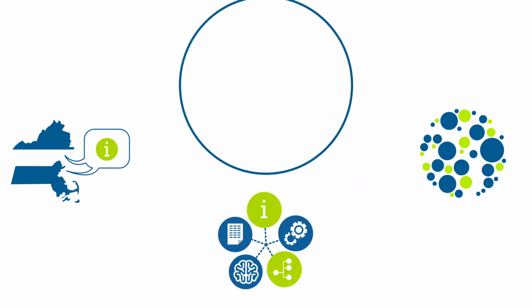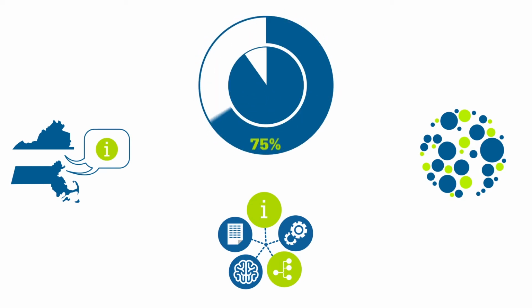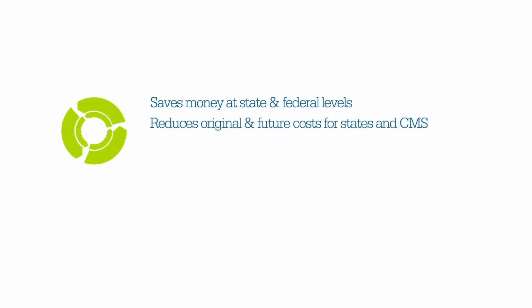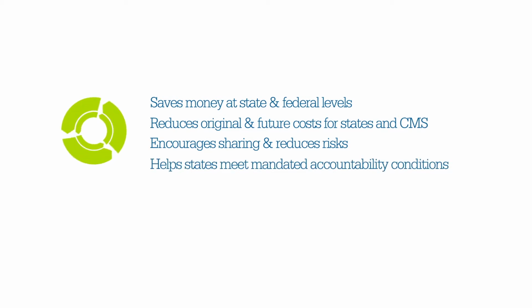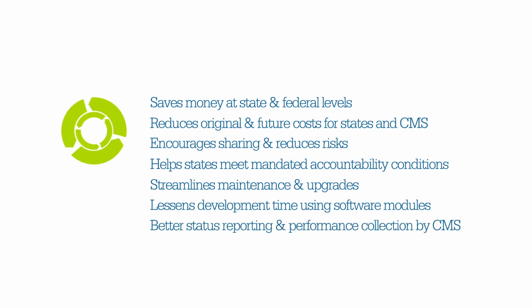Meeting the reuse condition is necessary to activate 90% federal funding participation in new system development and 75% FFP for operations and maintenance. Other benefits of reuse include saving money at the state and federal levels, reducing the original and future costs for both the state and CMS, encouraging sharing and reducing risks, helping states meet the mandated conditions they are held accountable for, streamlining of maintenance and upgrades, lessening development time of new systems by leveraging software modules developed with reuse already in mind, and enabling better status reporting and performance collection by CMS.